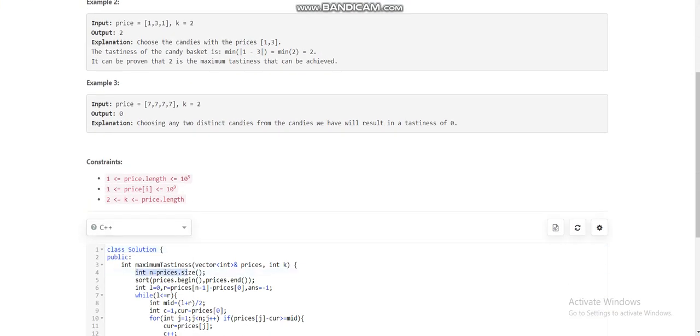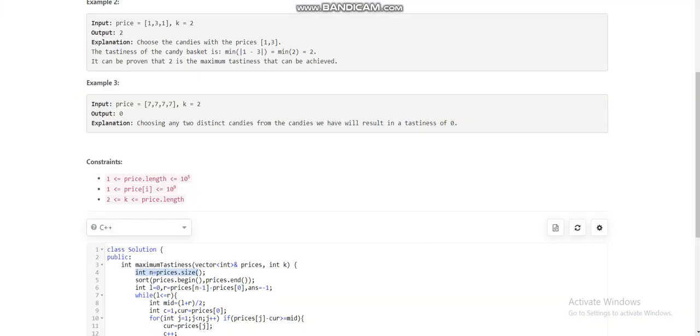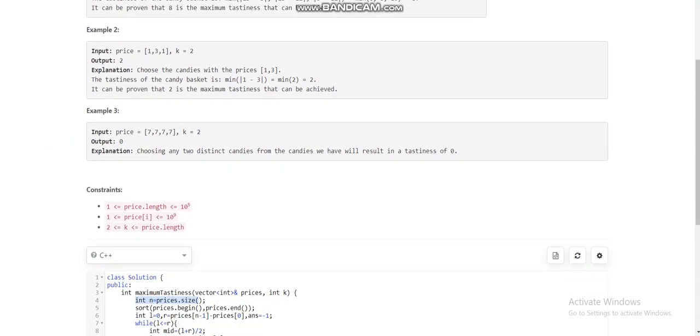So here n is the length of the prices, and first we are sorting the prices. Now what will be the maximum difference? The maximum difference will be nothing but 21 minus 1. 21 minus 1 will be the maximum answer. Let's say k equals 2. I hope you got it. So now L equals 0 and R is prices n minus 1 minus prices 0 after sorting, so maximum minus minimum, and answer equals minus 1.